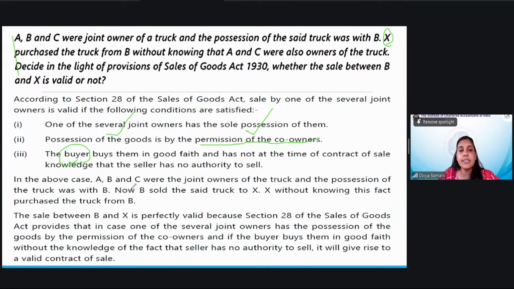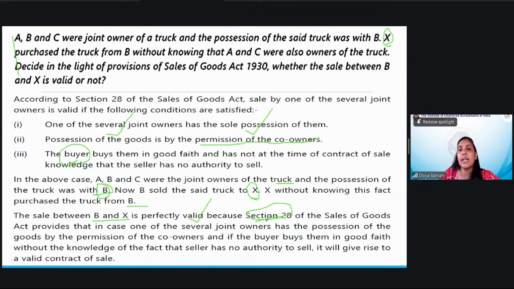So in the above case, A, B, C were the joint owners of the truck, and the possession of the truck was with B. So B had the complete possession of the goods, and now B is selling the truck to X. X is the new buyer. X, without knowing this fact, purchased the truck from B. So all the conditions are satisfied. Line by line, we are saying that all the conditions are satisfied. So the sale between B and X is perfectly valid. We have to mention the section number if you remember.